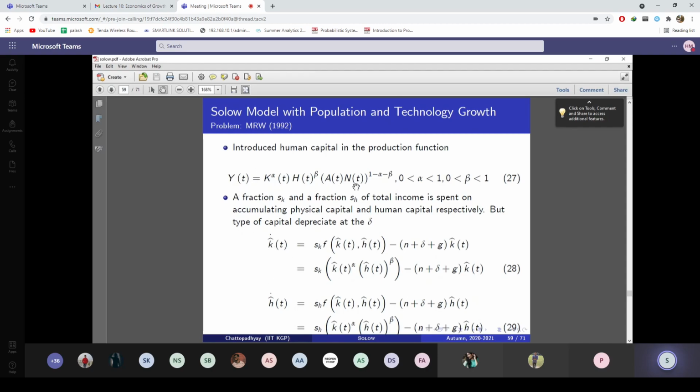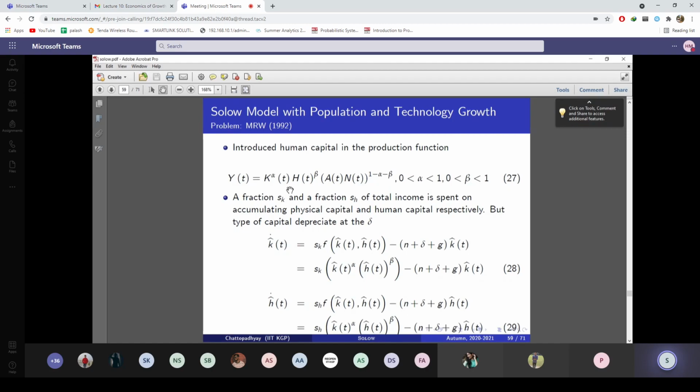I have taken the standard labor augmenting production function. So my small k hat is basically capital K divided by AN, and my small h hat is basically my capital Ht divided by AtNt, standard. How do I know I should define my state variable in this fashion? Again, to understand that, I have to find out what is the long run growth rate of this particular production function. I divide both sides of this production function by Yt to the power alpha plus beta.